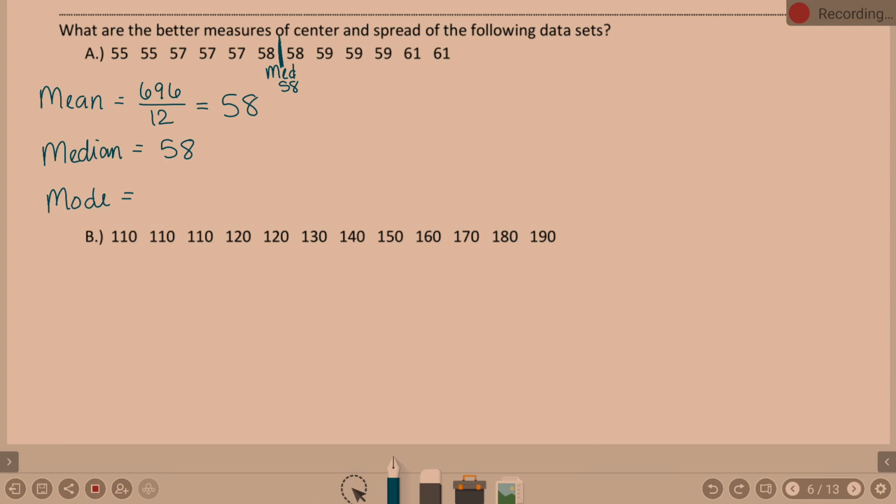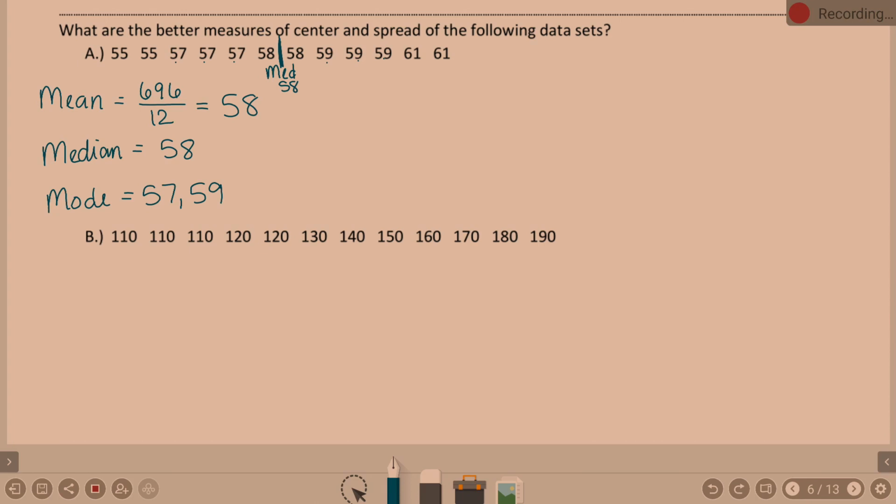But modes were allowed to have more than one. So modes we don't average. We're allowed to have more than one. So what do we notice with modes? It's the number that repeats the most. And we have three 57s and three 59s. So that means we have 2 modes because 57 and 59 repeat equally the most. Okay?